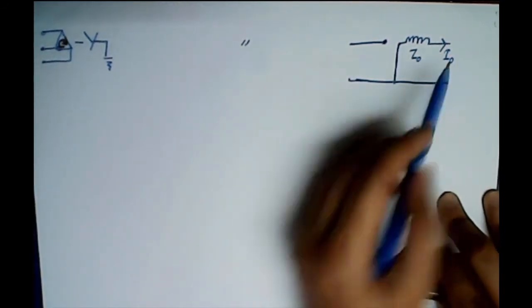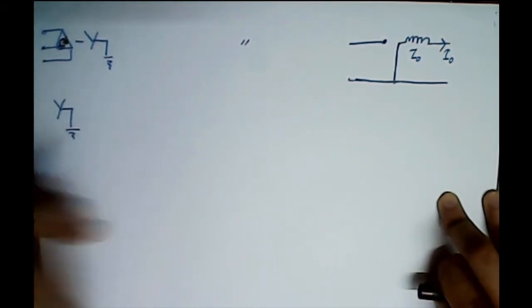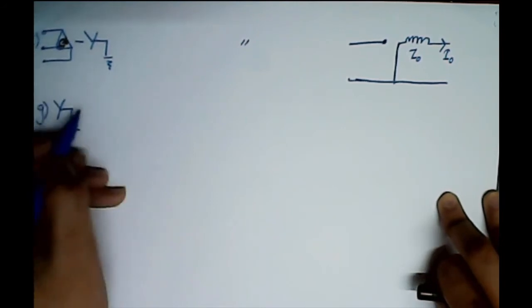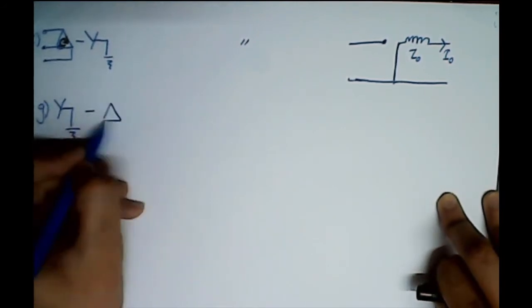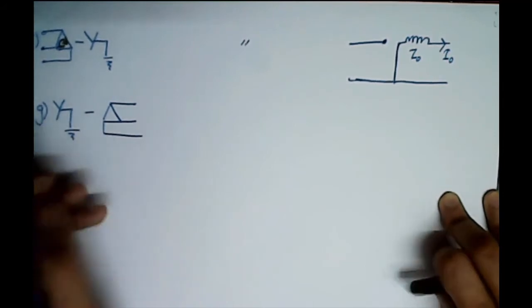Got it? Similarly, if I have a Y grounded, this was F, this is G. Y grounded delta connection. Now it will further clarify your point.